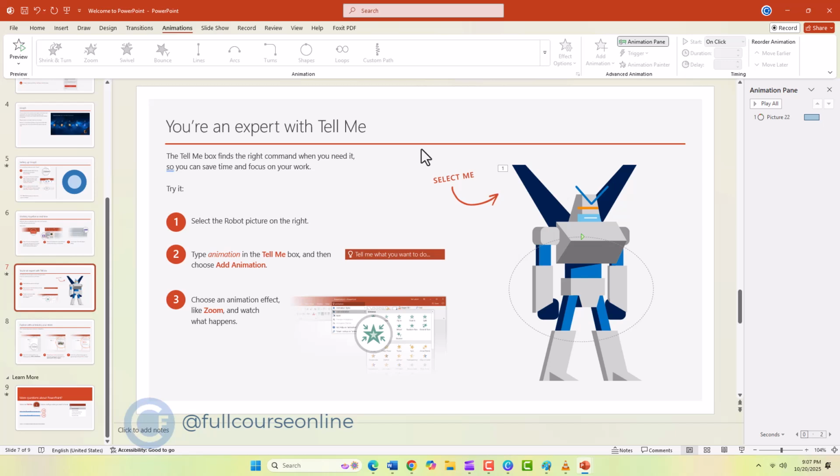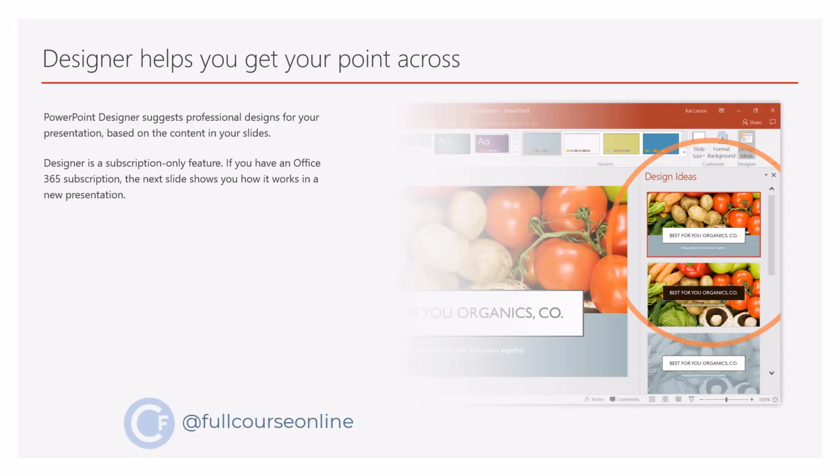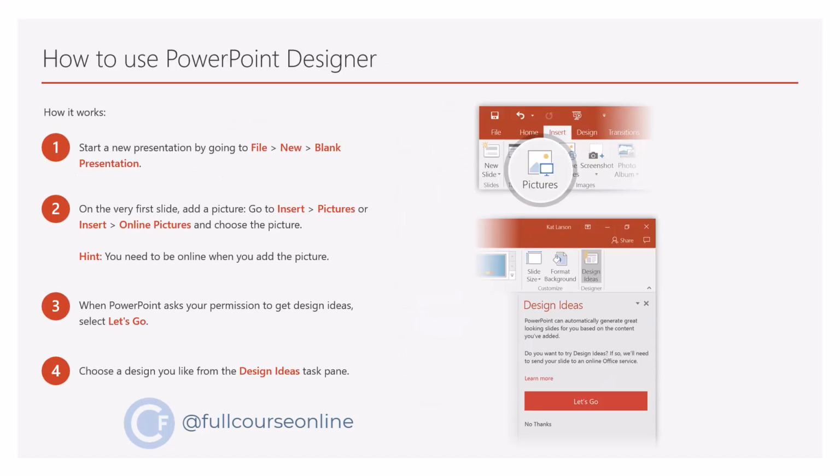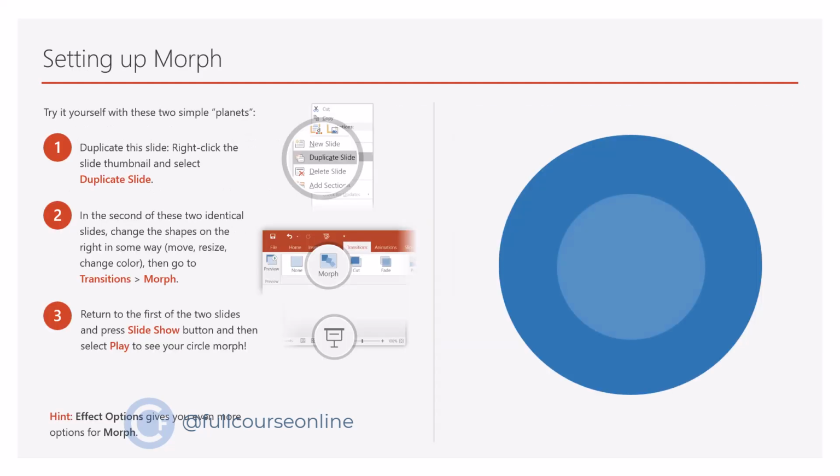Once you're happy with the timing and movement, press F5 to test it in slideshow mode. Check that animations appear at the right moments and match your narration. When everything looks good, save your presentation.